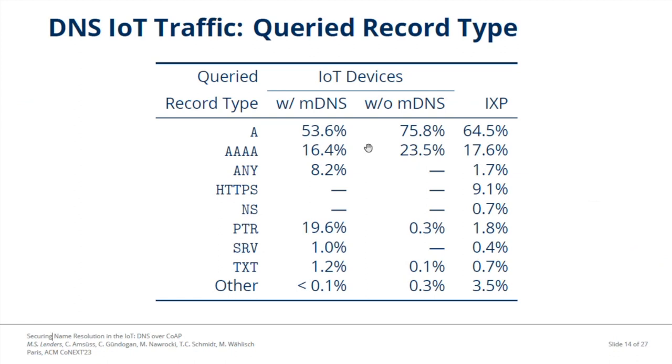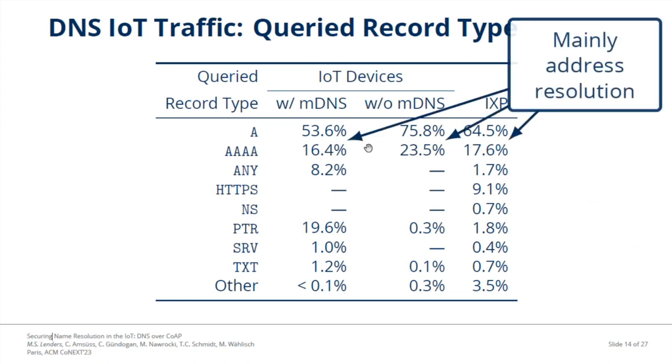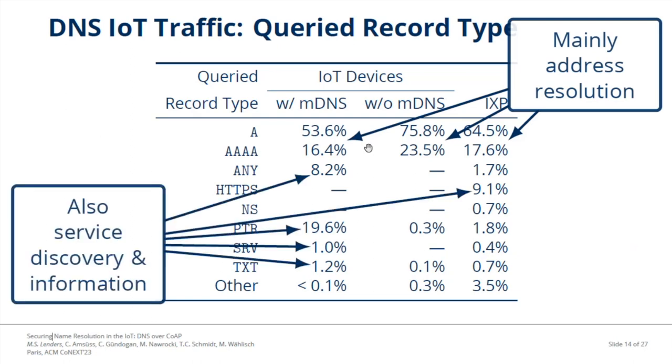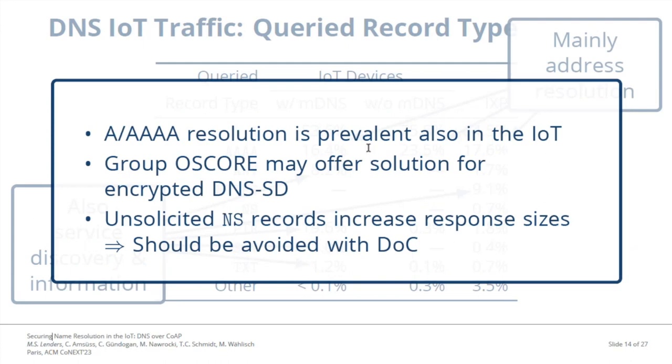Same goes for the queried record types, because in all of the data sets, we saw mainly address resolution. And of course, with mDNS and DNS service discovery, we saw some service discovery, but also on the IXP, we saw some service binding information exchanged. Our conclusion is that A and AAAA record resolution is prevalent also in the IoT. And even when we take Group OSCORE into account, which is a technology to encrypt multicast messages, we might even have a solution for encrypted DNS service discovery.